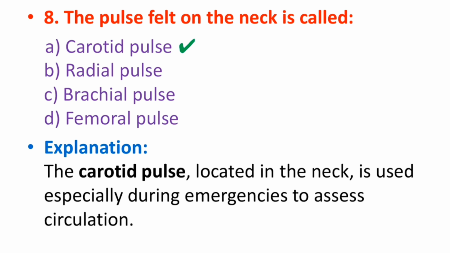The pulse felt on the neck is called option A, carotid pulse, option B, radial pulse, option C, brachial pulse, option D, femoral pulse. The correct answer is option A, carotid pulse. The carotid pulse located in the neck is used especially during emergencies to assess circulation. The pulse felt on the neck is called carotid pulse.